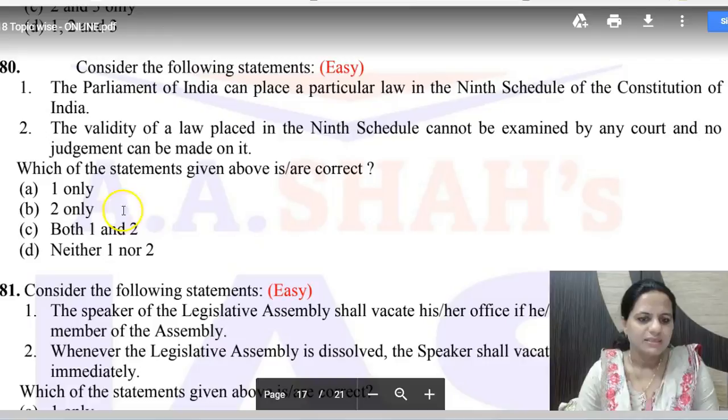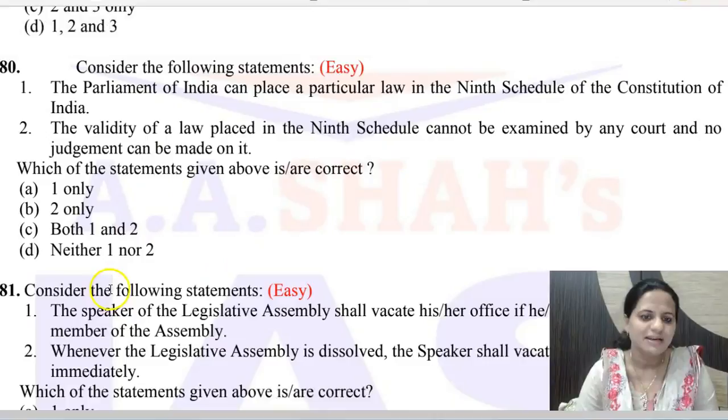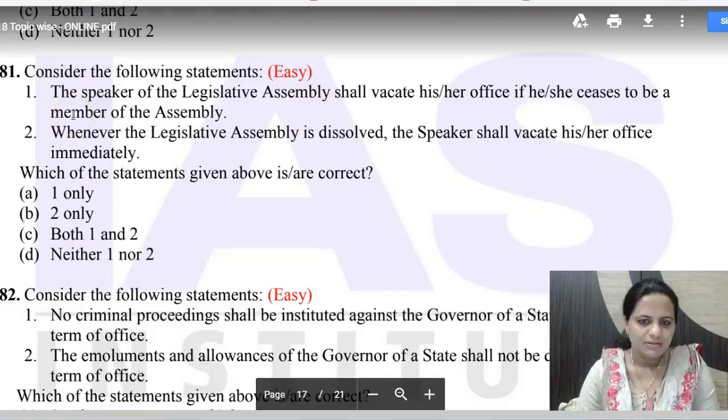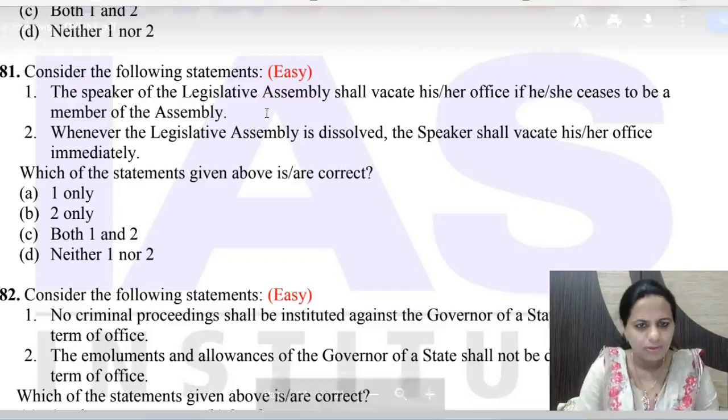So recent means a few years back, not like the present year's current affairs. Then next is, consider the following statements. Number one: the Speaker of the Legislative Assembly shall vacate his or her office if he or she ceases to be a member of the Assembly. Of course, if you are no longer a member of the Assembly, you cannot be a Speaker. So statement 1 is correct.